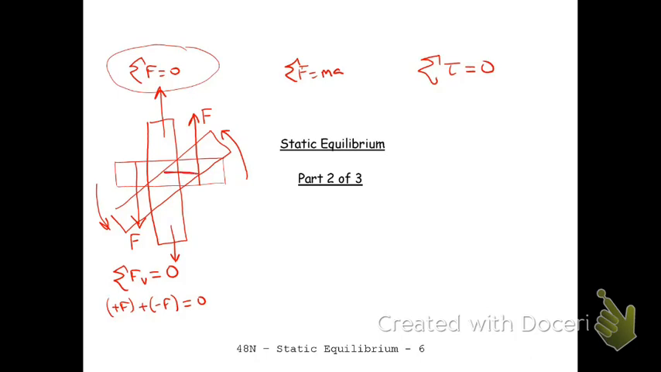Because the torque here is a positive torque, and the torque there is also a positive torque, because they're both going counterclockwise about that turning axis. So the sum of the torques also has to equal 0. Yes?